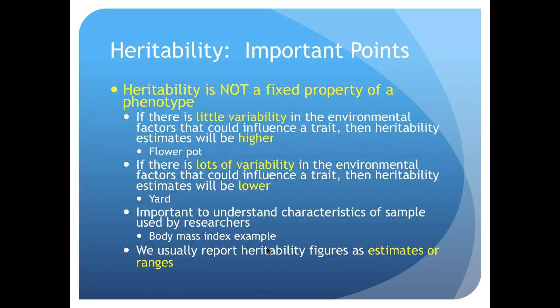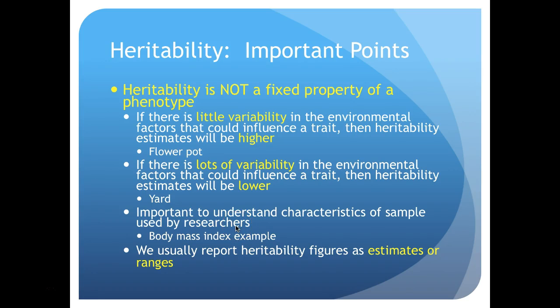So, another important point is that heritability is not a fixed property of a phenotype. If you get a little variability in the environmental factors, for example, the flower pot example, then the differences you see are probably going to be due to genetics. So the heritability estimate will be higher. If you get a lot of variability in the environmental factors, which could influence a trait, for example, the yard example with flowers, then your heritability estimates will be lower, at least less than 100%, because the environmental factors are having an influence. So it's important to understand the characteristics of the sample used by the researchers.